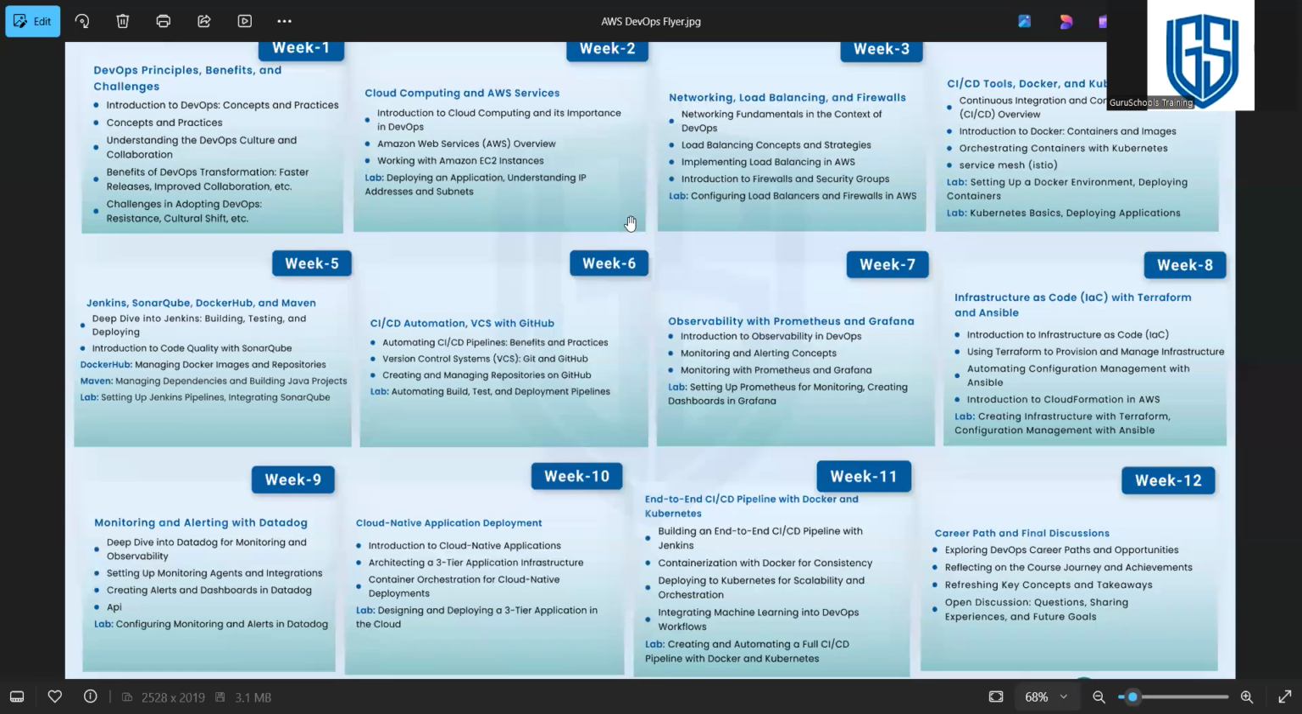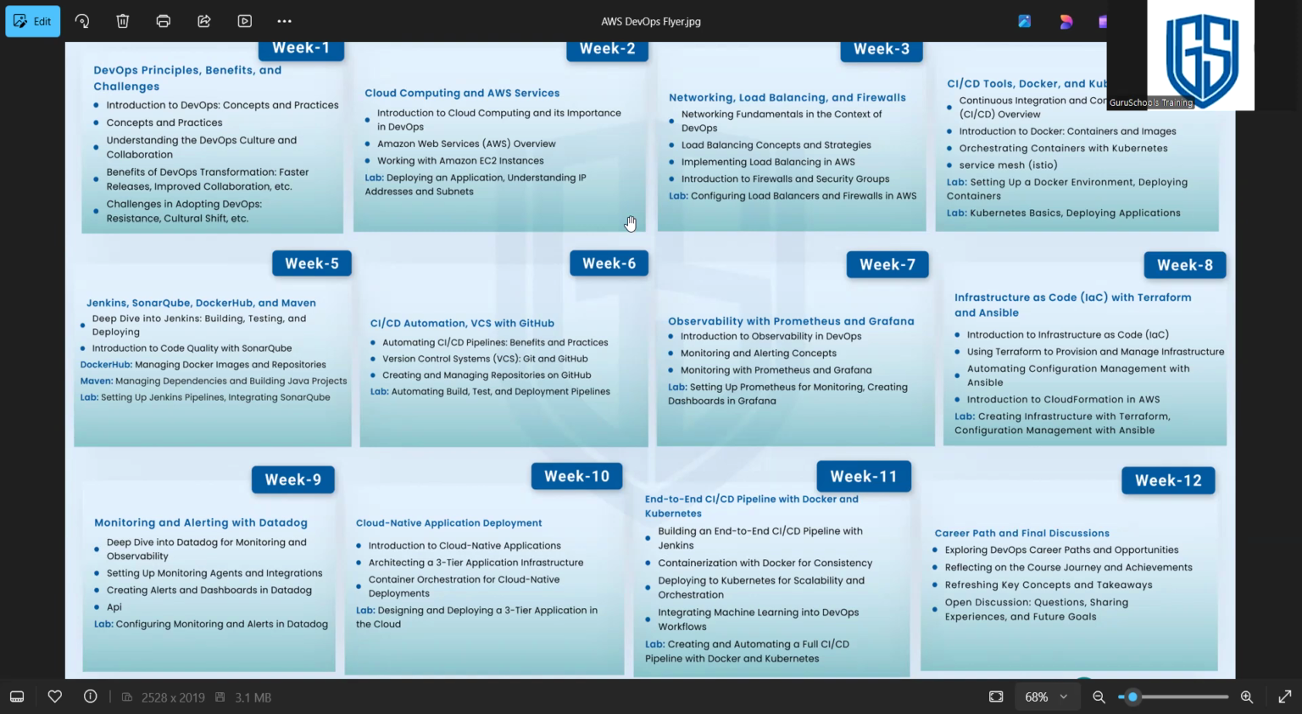So week one, it's an introduction of DevOps concepts and practices. Then the understanding of DevOps culture, benefits of DevOps transformation from fast release, improved collaboration, etc. Then the first week is mostly for the DevOps future. What are the things that are happening in DevOps life cycles and all the things.